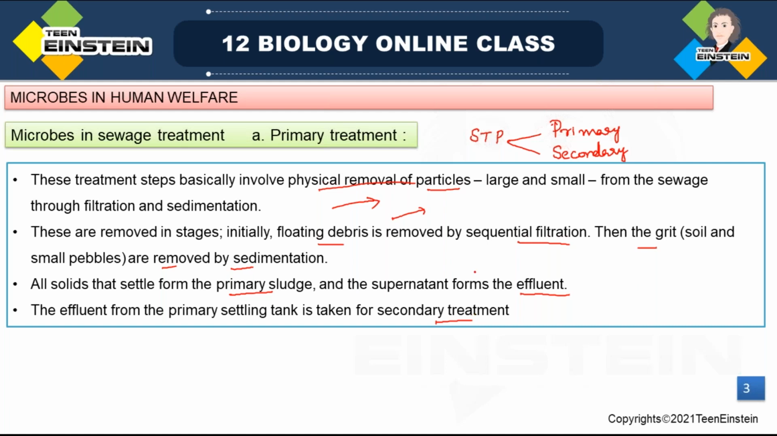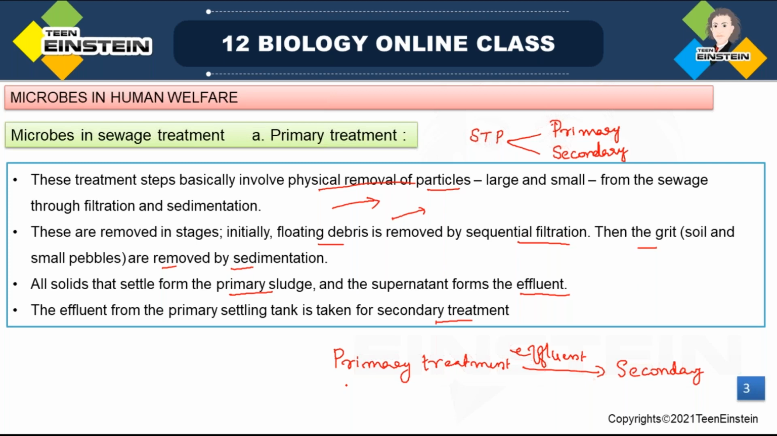After the primary treatment, that effluent will move for the secondary treatment. So that's all about primary treatment.